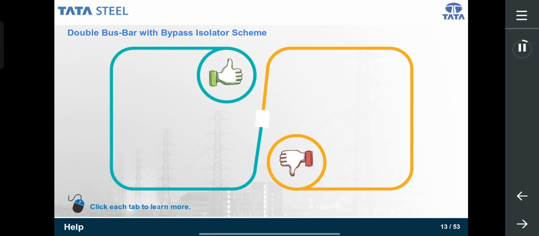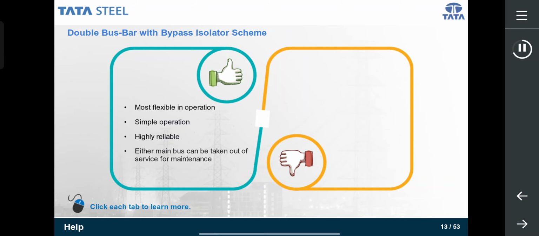Its advantages are most flexible in operation, simple operation, highly reliable. Either main bus can be taken out of service for maintenance. Its disadvantages are high cost.